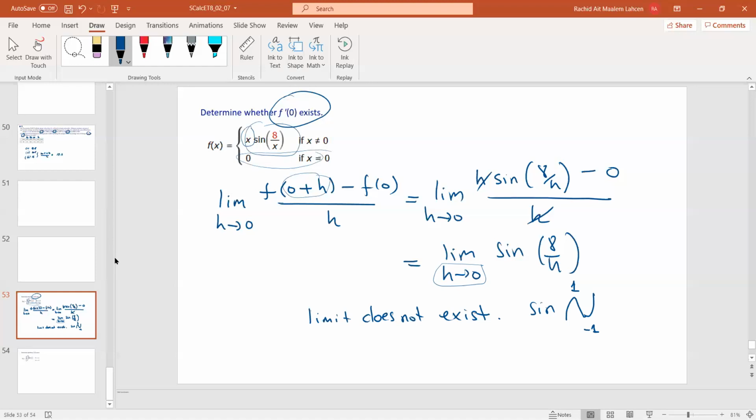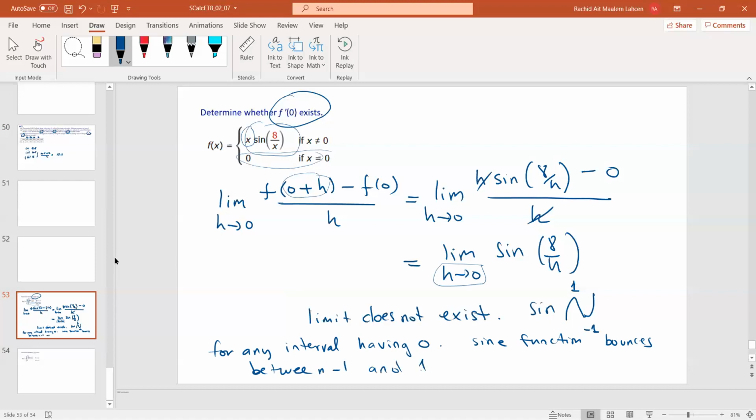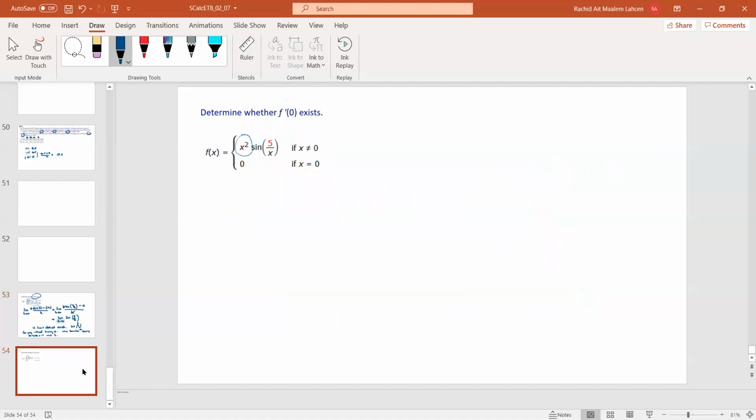And of course, for any interval containing 0, the sine function bounces between -1 and 1, so it doesn't commit, and therefore the limit does not exist.